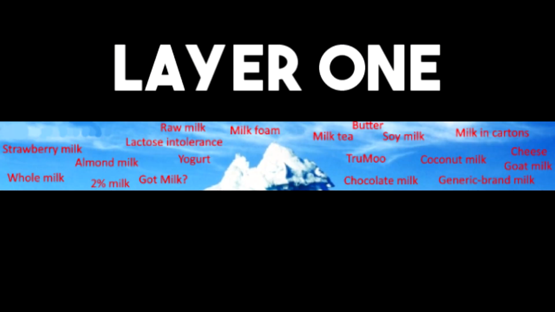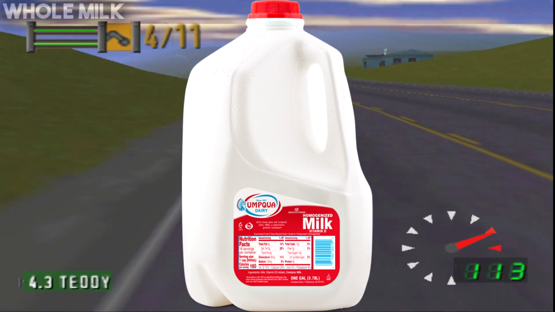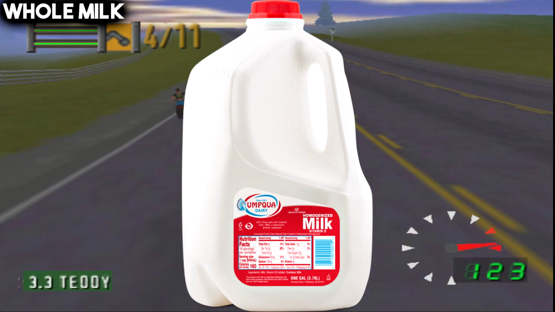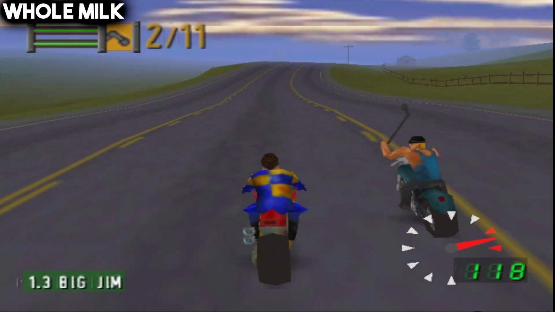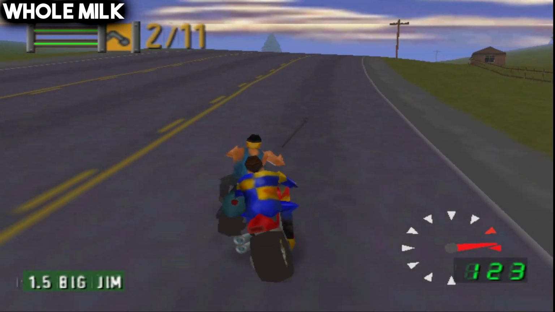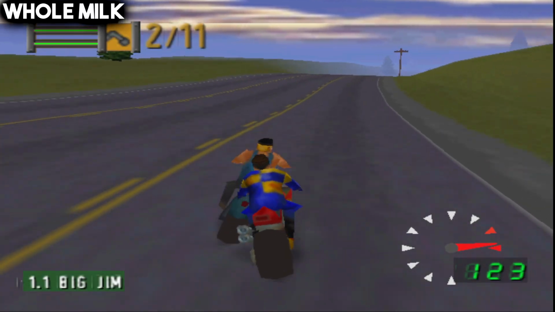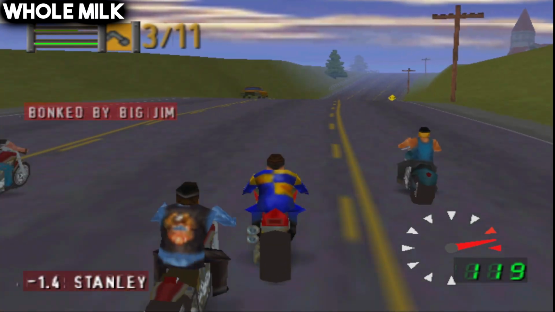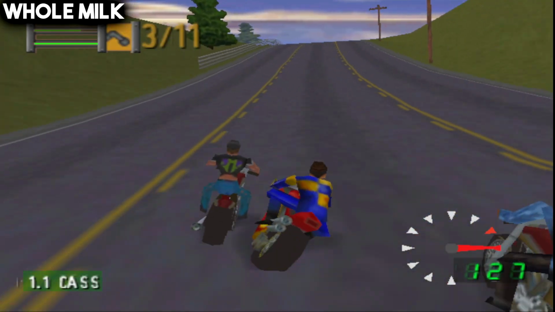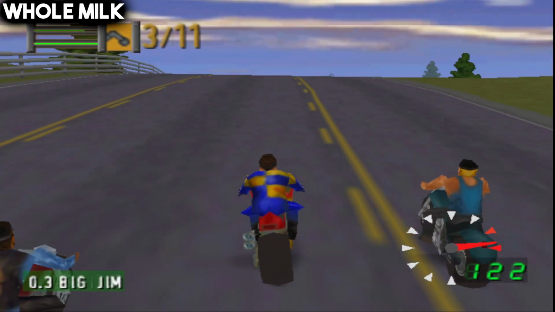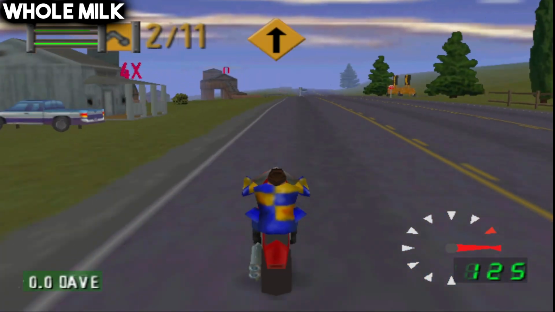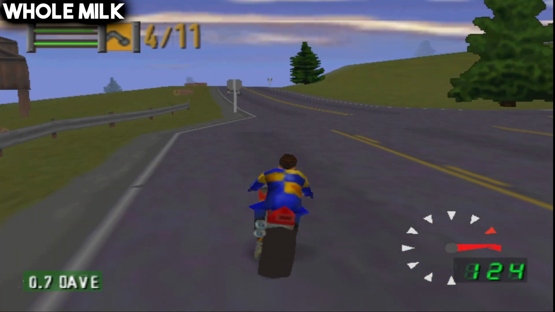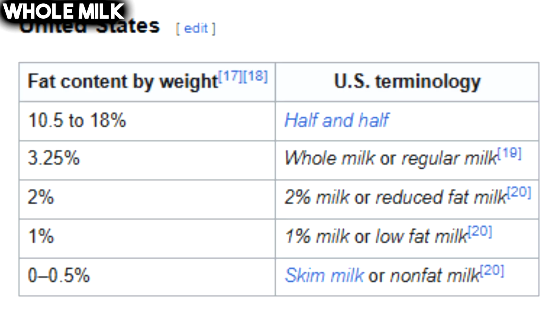Layer 1. Whole milk is considered the standard form of milk in many parts of the world. It's used for many different purposes, such as cooking, baking, and obviously used as a beverage. I mean, there's not much to say about this, it's just regular milk. The difference between whole milk and other milks is the particular fat content found in the milk. Specifically, whole milk is defined as having around 3% of fat content, but for some reason, the definition varies by region.